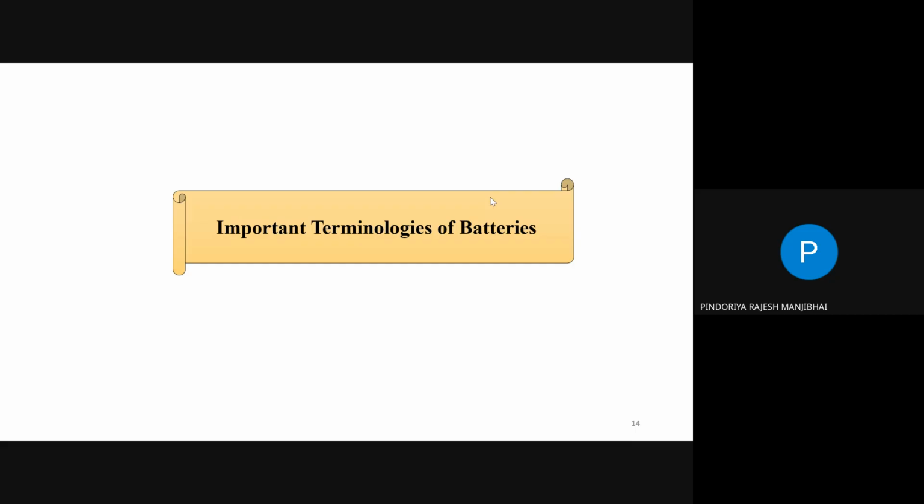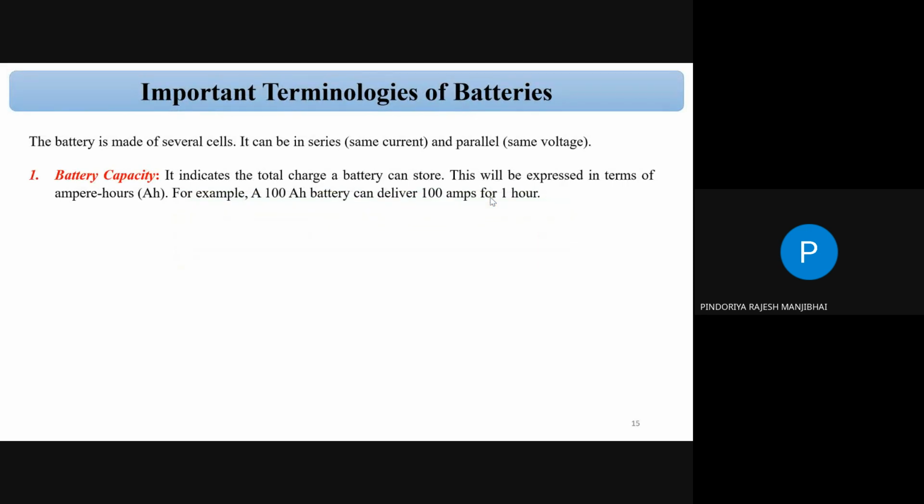There are important technologies of the battery. We have around 10 terminologies for understanding the battery, and we have to understand how we can charge the battery and how we can discharge the battery. So we can start that concept from here.